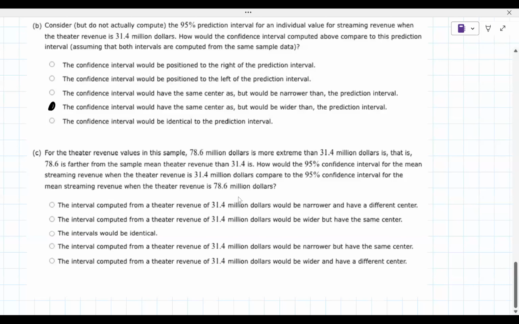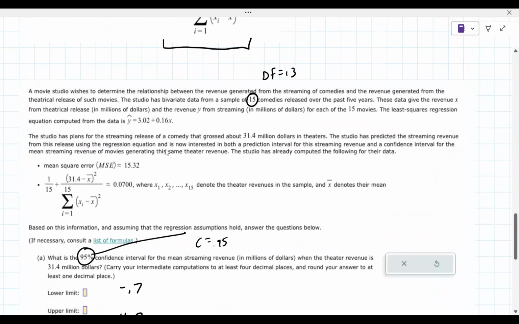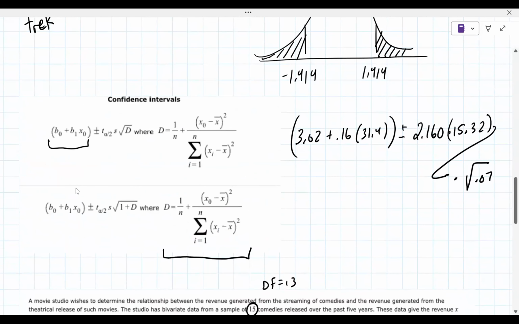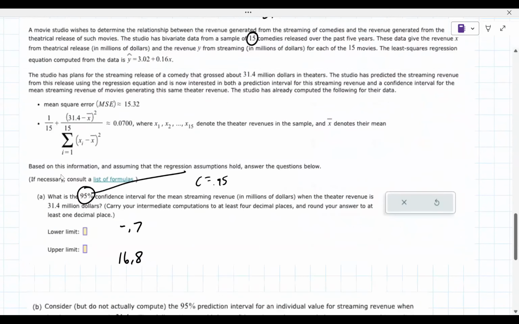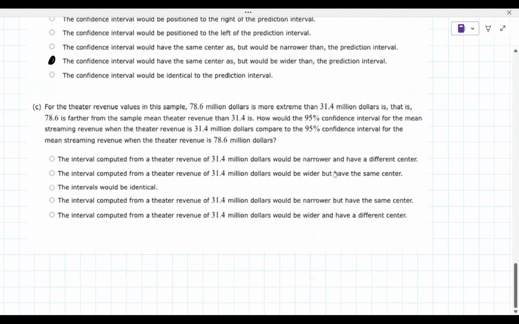They're asking how this number affects the value. This number is right here, so it only affects the center of it. So it's the one that has the same center. Would it be narrower or wider? Wider. Yeah, I'm trying to look at that. Why would that change? I think it would be wider, I guess, based on what I know. So we'll go with that.